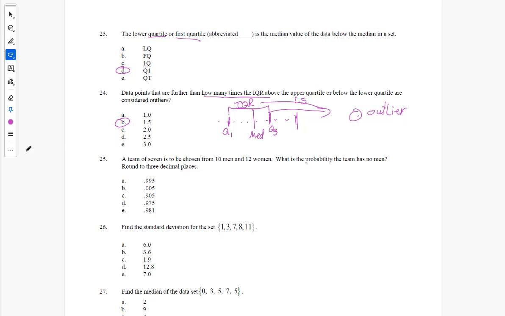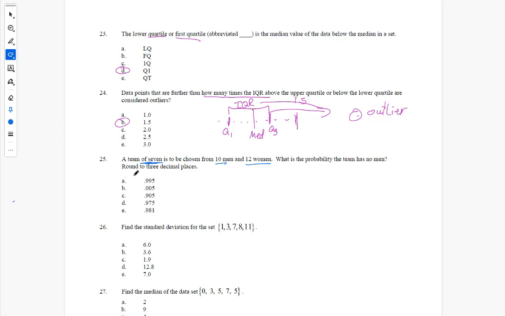All right. So number 25. A team of 7 is to be chosen from 10 men and 12 women. What is the probability that the team has no men? So you've got to choose a team of 7 from 10 men and 12 women.